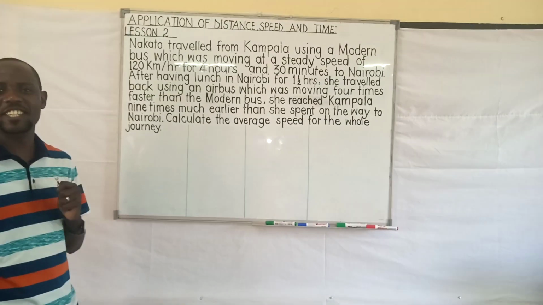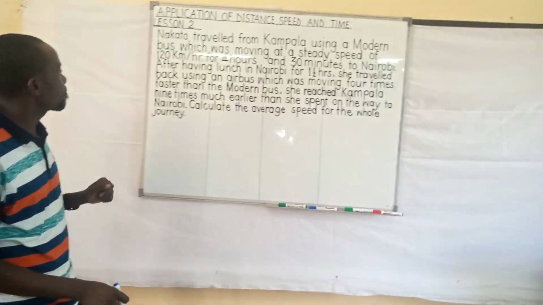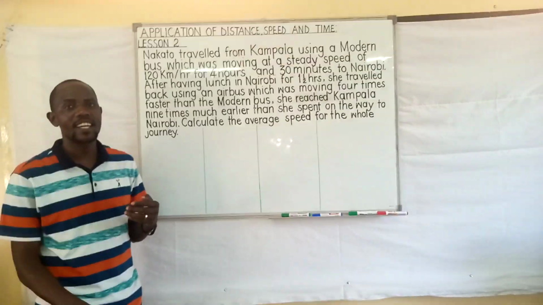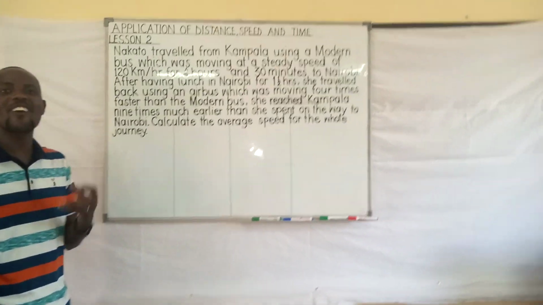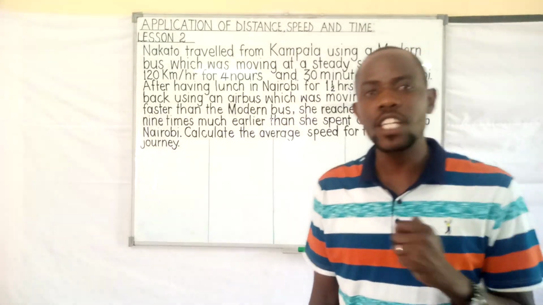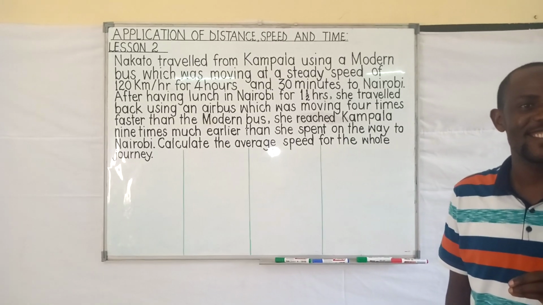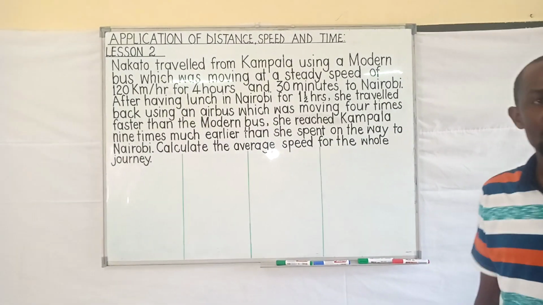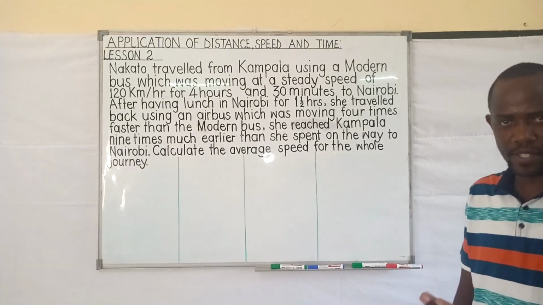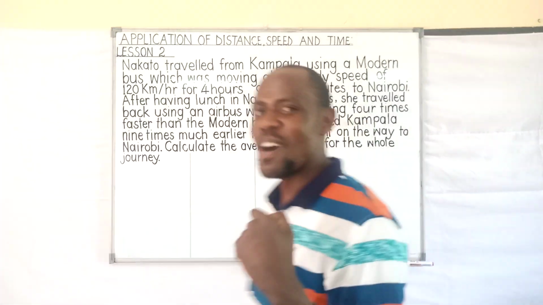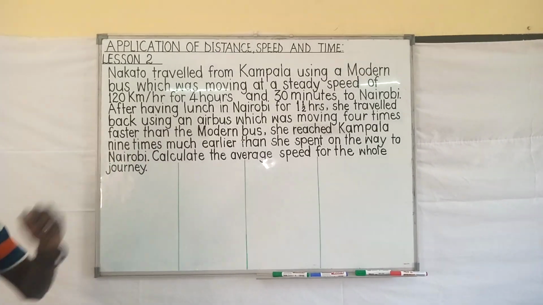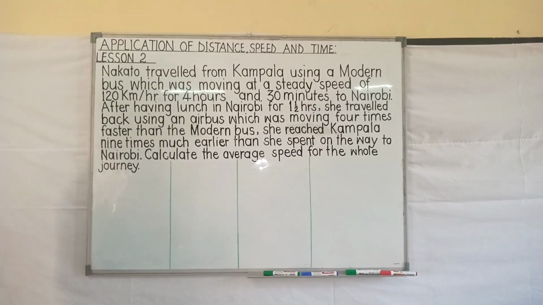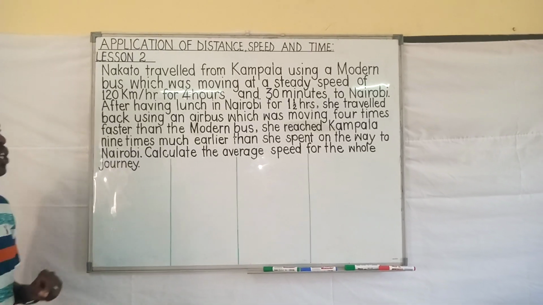Second time, as you read the question again and we understand it. The question says, Nakato traveled from Kampala using a modern bus, which was moving at a steady speed of 120 kilometers per hour for 4 hours and 30 minutes to Nairobi. After having lunch for 1.5 hours, she traveled back using an Airbus, which was moving 4 times faster than the modern bus. She reached Kampala 9 times much earlier than she spent on the way to Nairobi. Calculate the average speed for the whole journey.